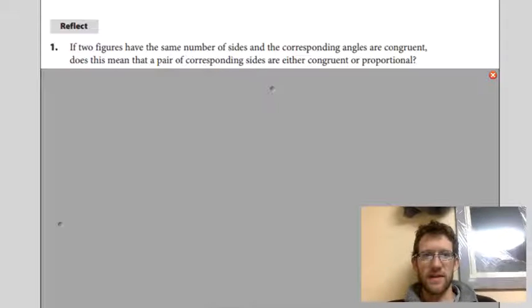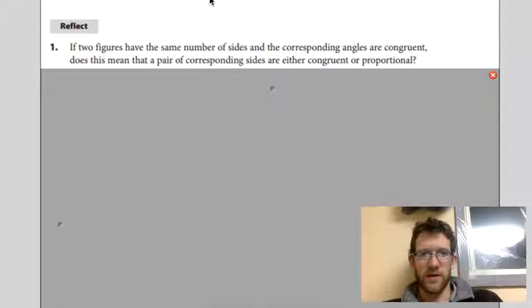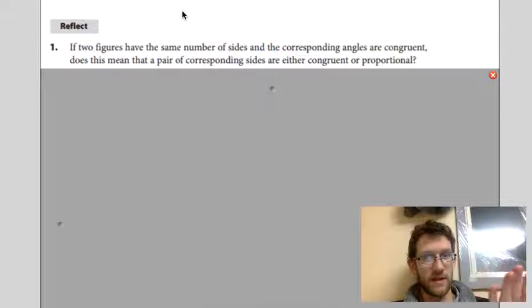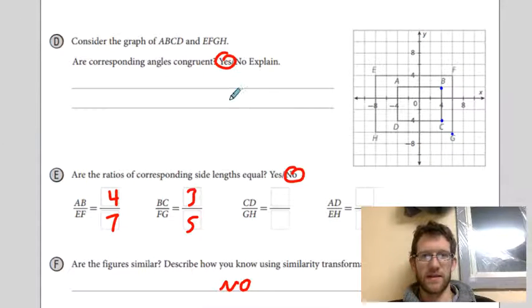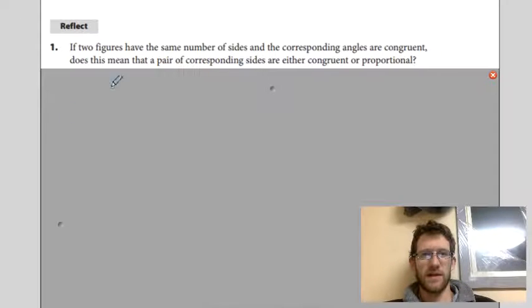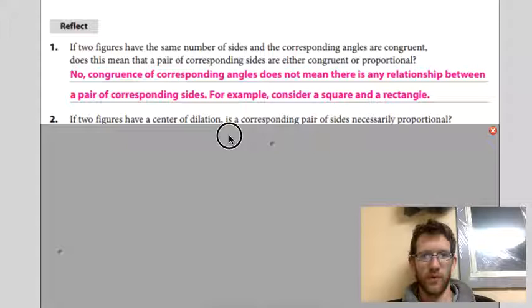If two figures have the same number of sides and the corresponding angles are congruent, right? So we just did this. For both of our figures, we had the same number of sides and the corresponding angles are congruent. Does that mean that a pair of corresponding sides are either congruent or proportional? No, it doesn't. So think back to this example here. This meets that criteria, but the corresponding sides are not necessarily congruent or proportional.